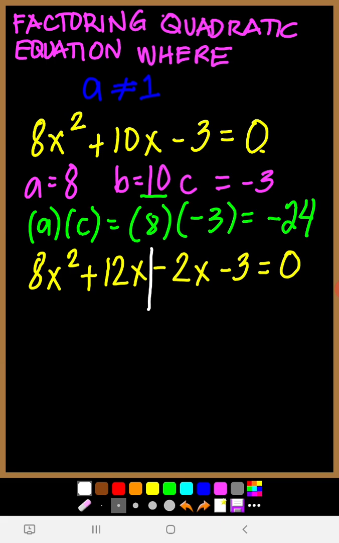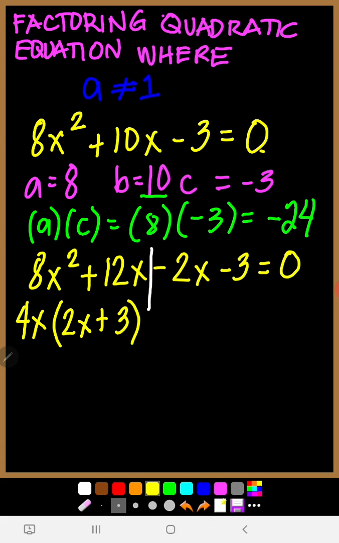Now, let us first factor the terms on the left side, which is 8x squared plus 12x. The common factor of this is 4x, the common monomial. Okay, so 4x, and this becomes 2x. 4x times 2x is 8x squared, correct? And then plus 3. So 4x times 3 is 12x.